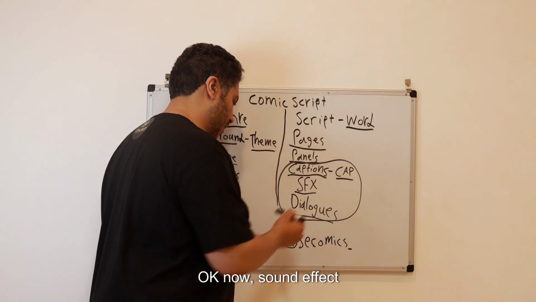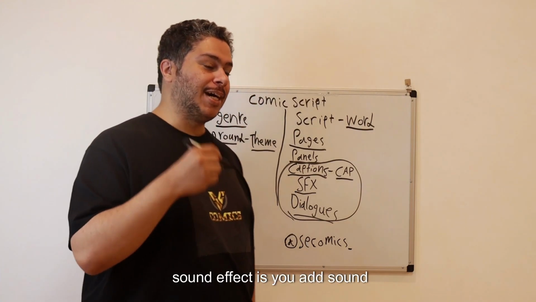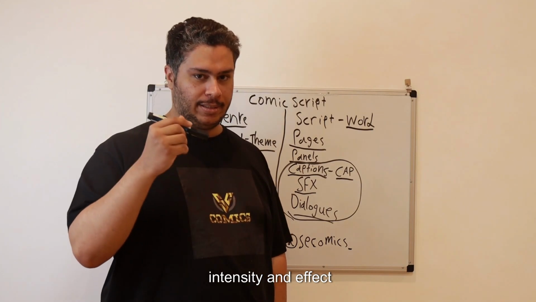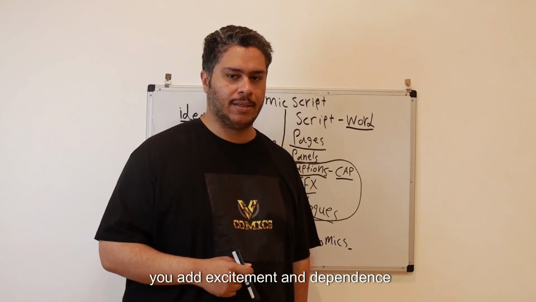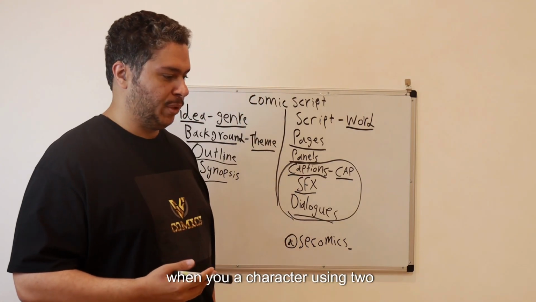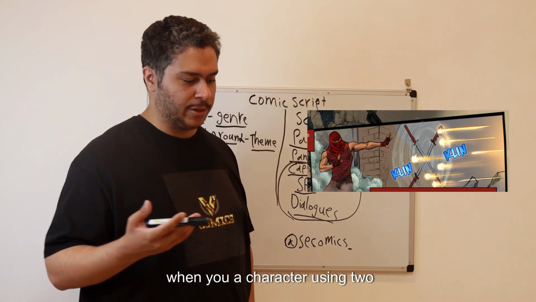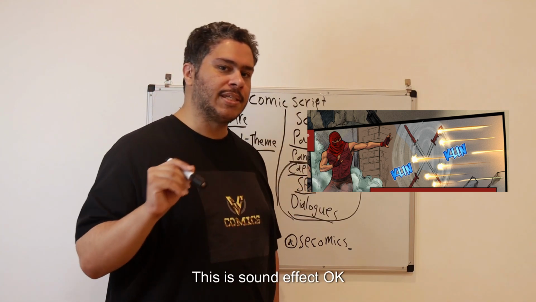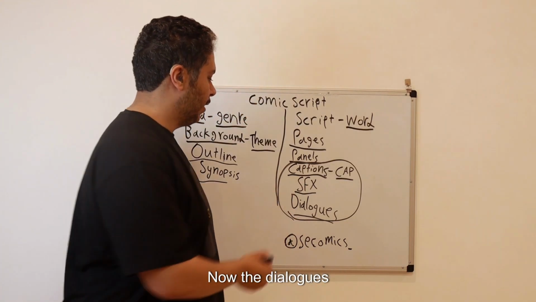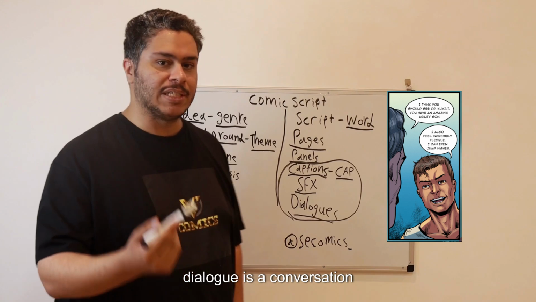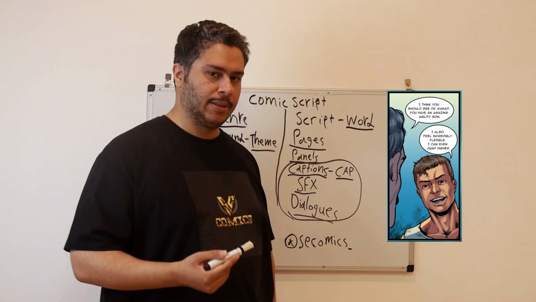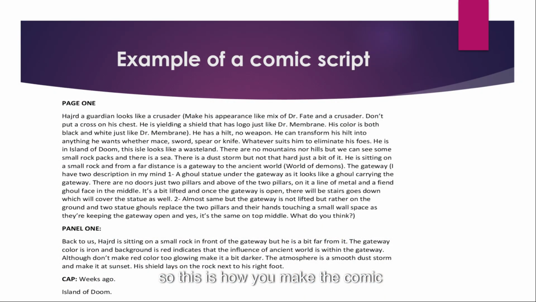Okay, now sound effect. Sound effect is where you add sound intensity and effect. You add excitement in the panels. For example, when a character uses two swords to block the shooting, use click, click, click, click. This is sound effect. Okay. Now the dialogue is a conversation. It is talking between the characters, a single character speaking. Okay. So this is how you make the comic script.